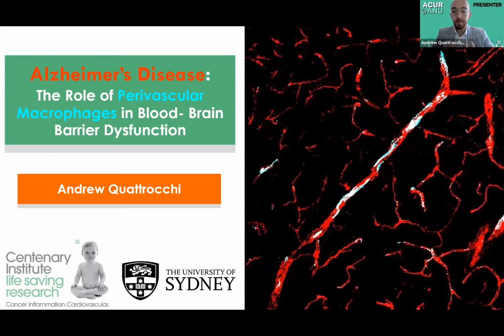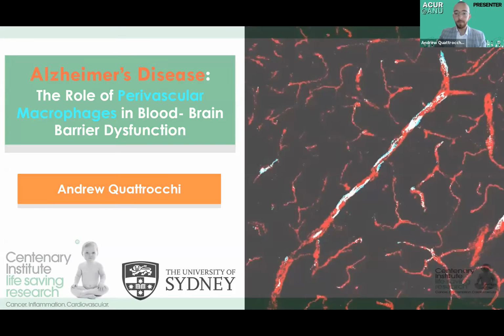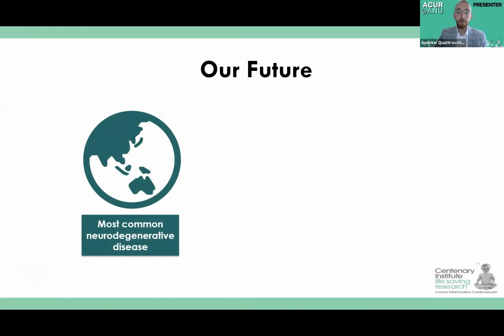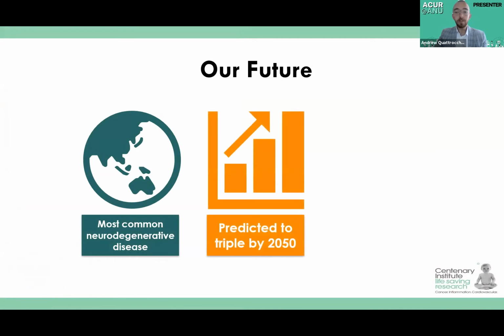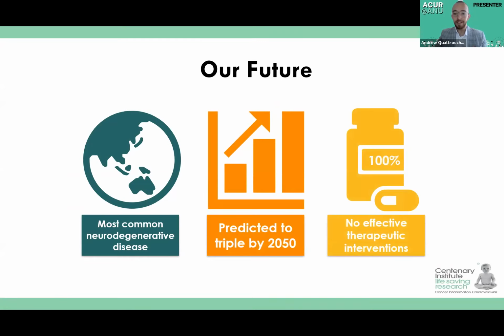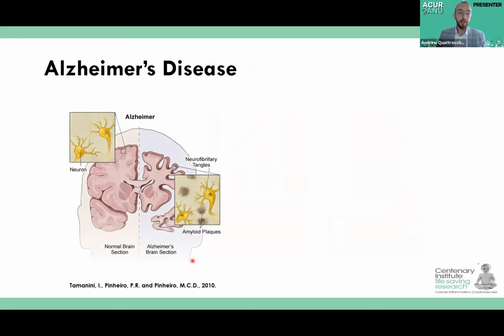My undergraduate research aims to investigate the pathogenesis of Alzheimer's disease, specifically the role of perivascular macrophages in the brain. Alzheimer's disease is the most common neurodegenerative disease and is projected to triple in disease burden by 2050. Yet still, there is no effective therapeutic intervention. When thinking about Alzheimer's disease, the peptide amyloid beta may come to mind, where its aggregation forms plaques. Or maybe you've even heard of the insoluble tau protein that causes neurofibrillary tangles.